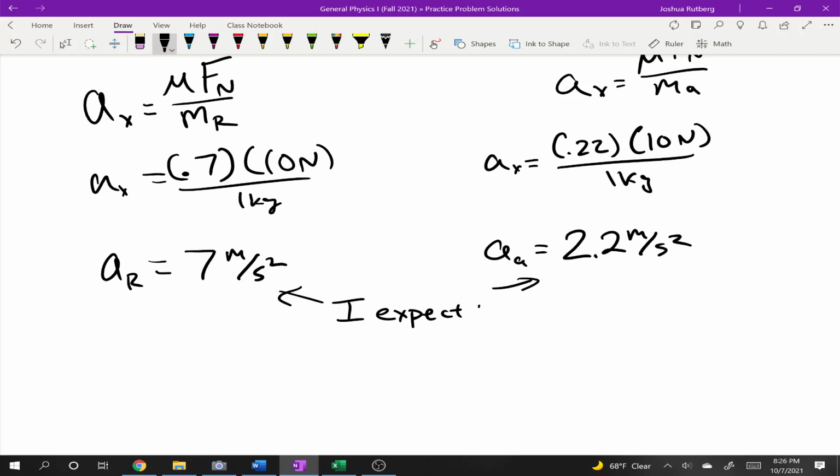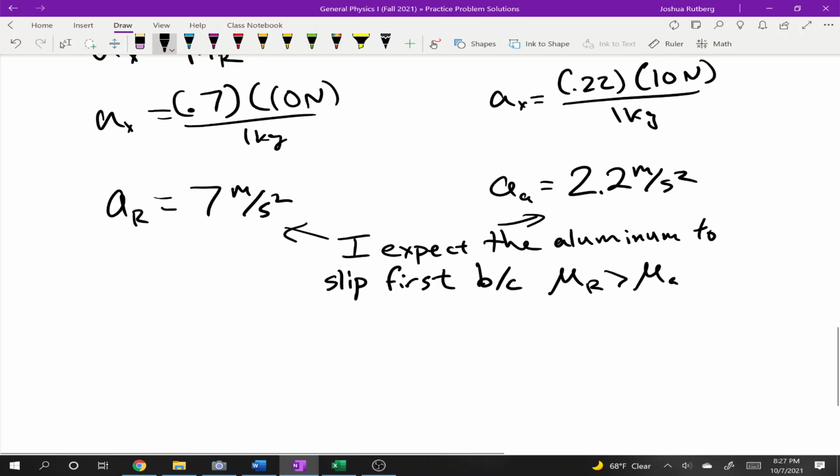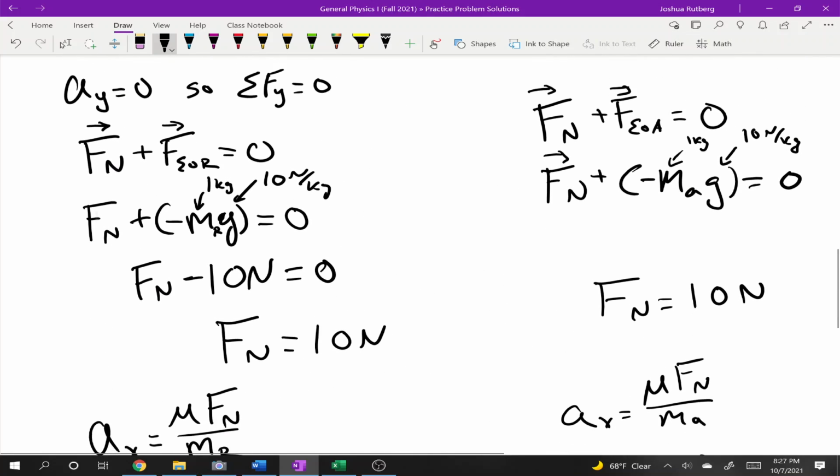I expect the aluminum to slip first, because the coefficient for rubber is greater than the coefficient for aluminum. But I wasn't asked for the acceleration. I was asked for the force that has to be exerted on the string, or by the string, in order to make these slip.